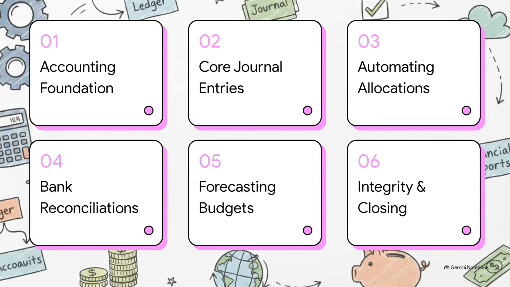To do that, we're following a strict construction schedule for this explainer. We'll start by laying the accounting foundation, then move into processing core journal entries, automating allocations, mastering bank reconciliations, forecasting budgets and cash, and finally, wrapping up with system integrity and closing.